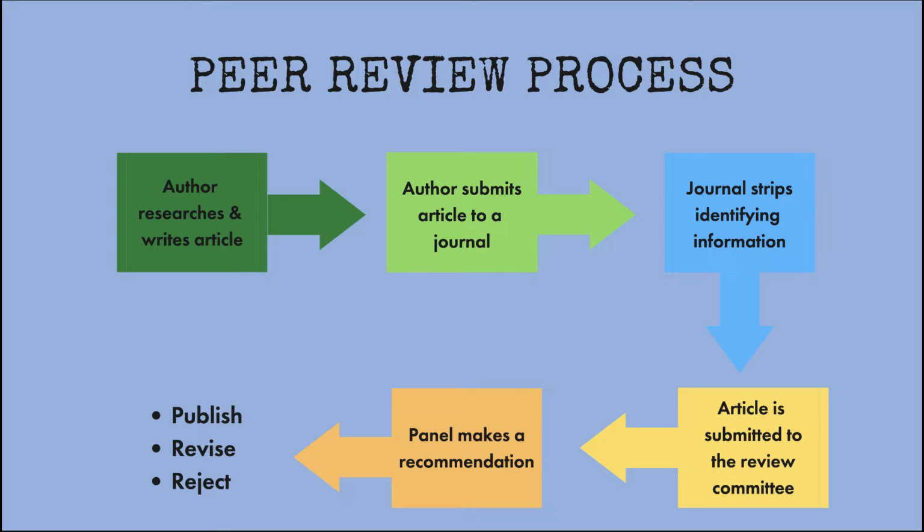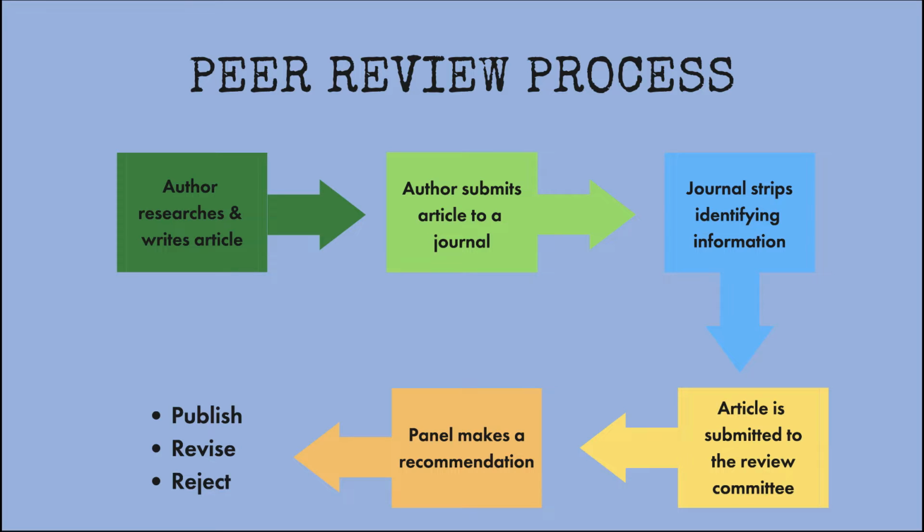First, the author or authors will conduct research and write an article about it. Then the author will submit the article to a journal publication. The publication will strip all identifying information from the article. This is to prevent bias from occurring because you don't know if someone on that committee is willing to publish anything from Harvard, or they might personally know who published the article.